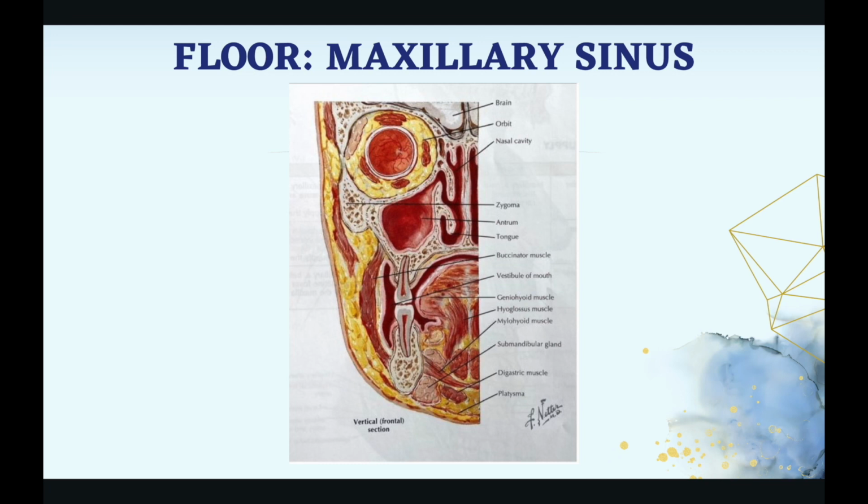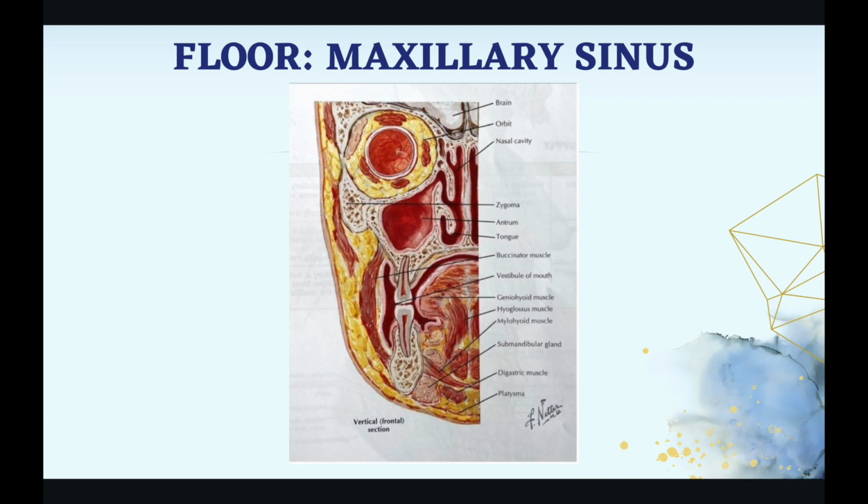Superiorly are the orbit, infraorbital nerve, and the vessels. Inferior would be the roots of molars and premolars. On the middle is the nasal cavity, and on the lateral and anterior is the cheek. Posteriorly are the infratemporal fossa and the pterygopalatine fossa.